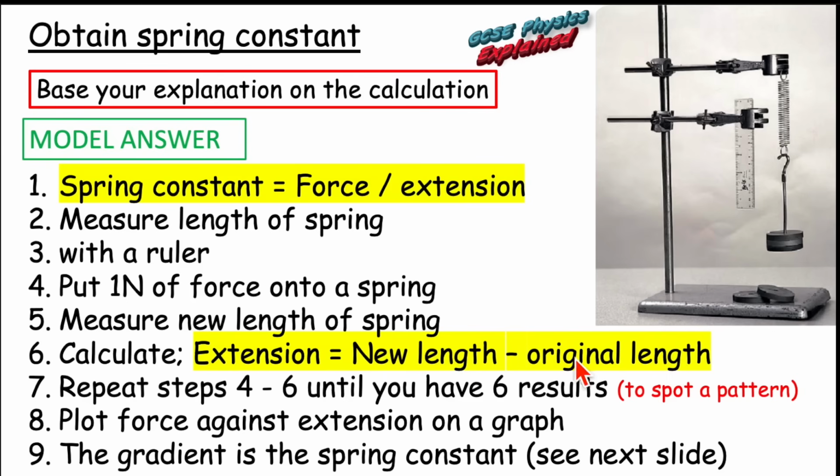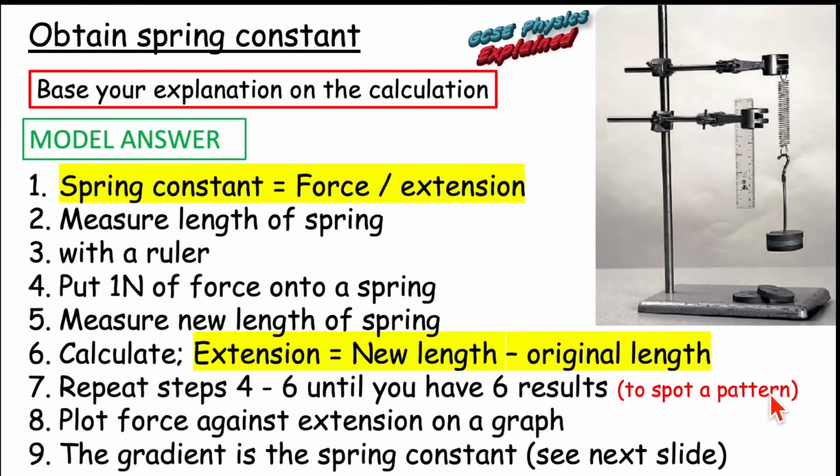So just say the original length was 2 centimeters long, and when you've popped a 1 Newton force on it, it's gone up to 4 centimeters. So the new length is 4. Take away the original length, 2, and that'll get you your extension. Then you just need to repeat steps 4 to 6, adding more force on until you've got 6 results.